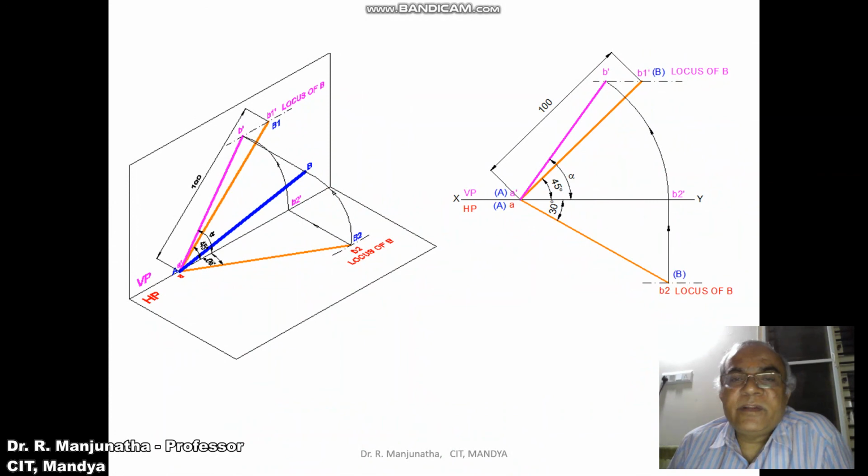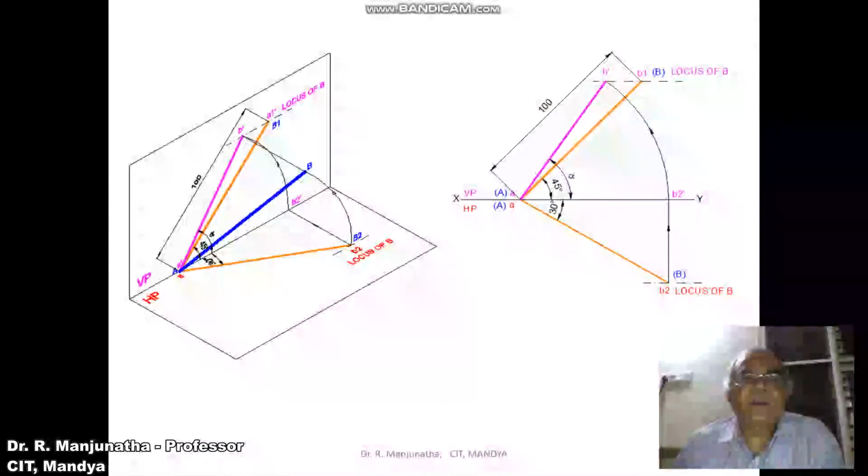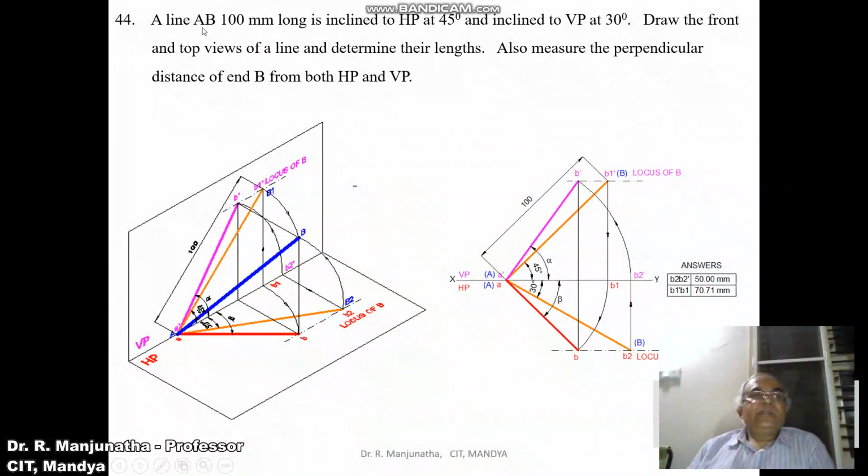Further, we will find out how to draw the sketch in the sketchbook. Now we will consider how to solve the problem using the sketchbook. First we draw the XY line and mark XY, VP and HP: VP above the XY line and HP below the XY line. Consider any point on the XY line and mark this point as A dash above XY and A below the XY line.